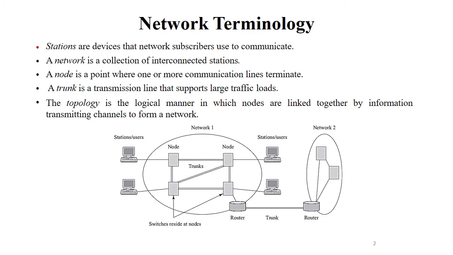So next one is network topology. An optical network is not necessarily all optical. The transmission is certainly optical, but the switching could be optical or electrical or hybrid. The stations are devices that network subscribers use to communicate, and the network is a collection of interconnected stations. A node is a point where one or more communication lines terminate together. A trunk is a transmission line that supports large traffic loads, and the topology is the logical manner in which the nodes are linked together by information transmitting channels to form the network.